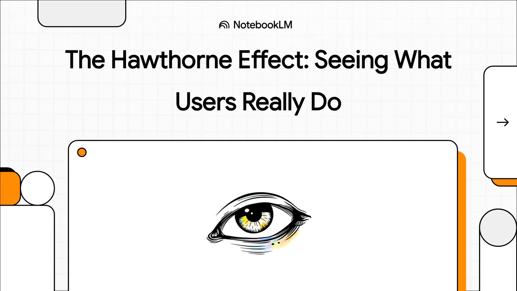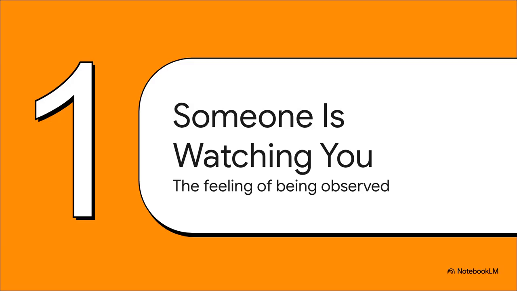So let's talk about one of the trickiest, most subtle challenges in any kind of research. It's called the Hawthorne Effect. And more importantly, we're going to break down how you can see past it to figure out what your users are really doing.